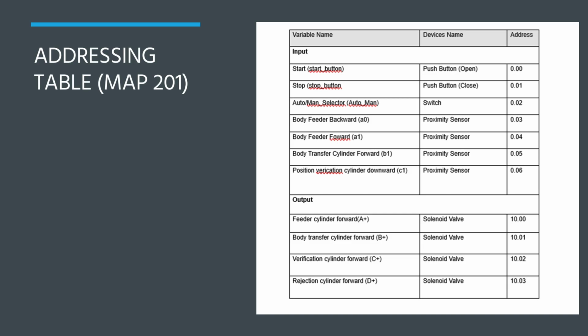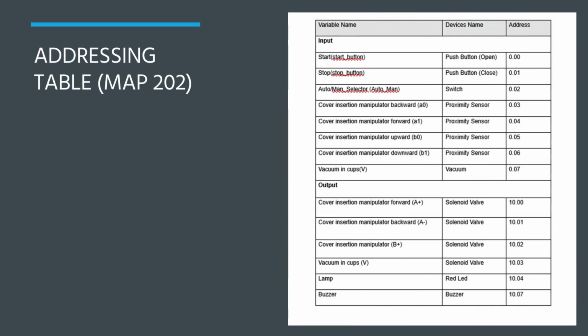Okay, for output, the address for A+ is 10.00. For B+ is 10.01, and then C+ is 10.02, and then the last one is D+. The address for D+ is 10.03.